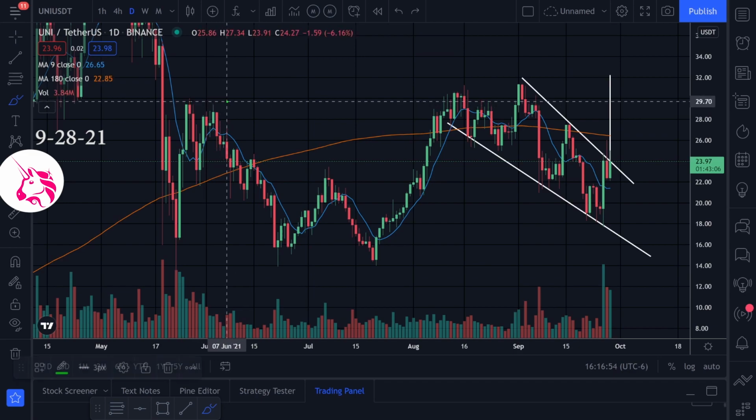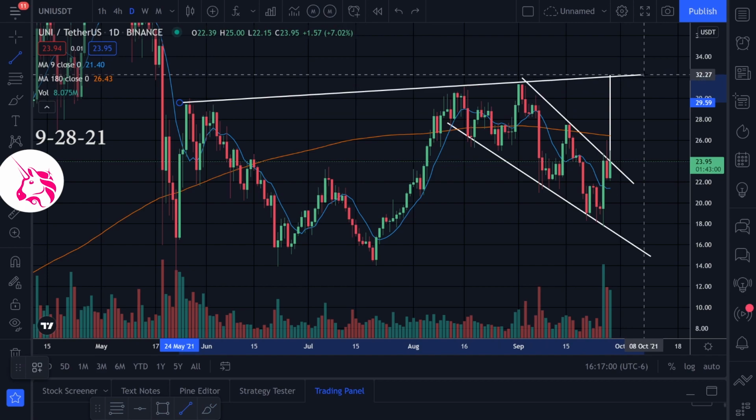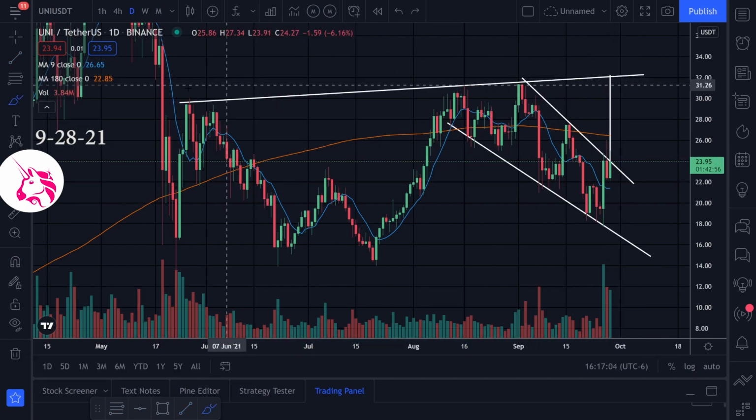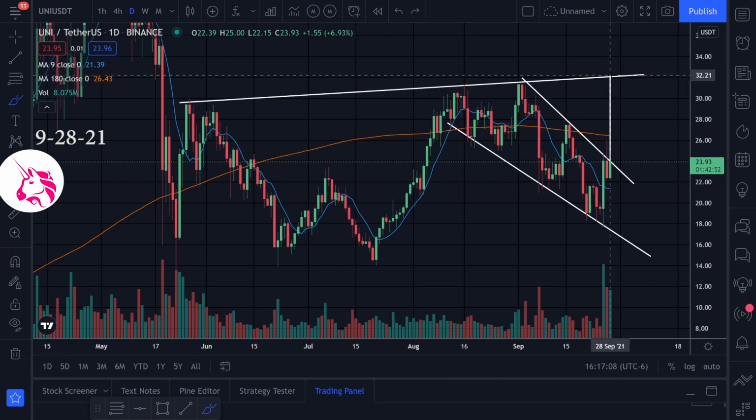The other thing we have to look at is we have resistance right here and resistance right here. We could put a trend line going something like this. This target lines up almost perfectly with this trend line right here, sitting at around 32.21, 32.10, something like that.